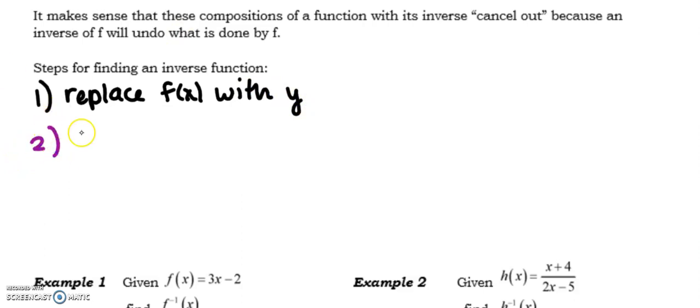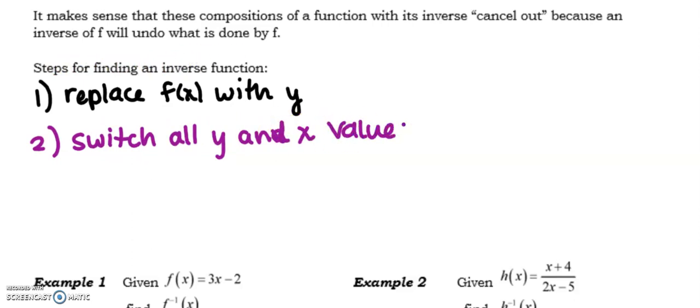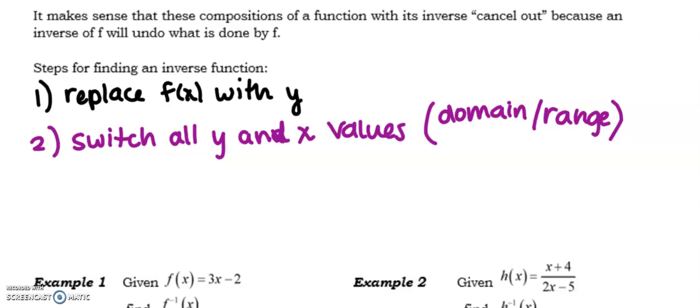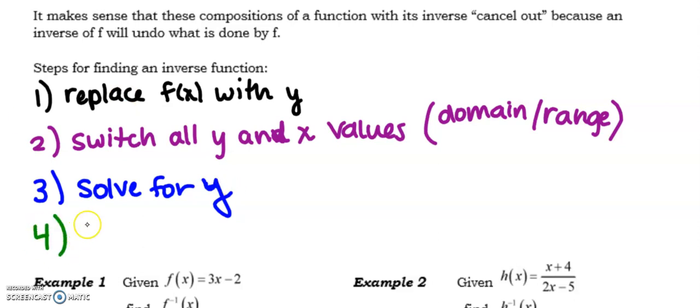Step two, switch all y and x values. This is where the domain and the range are physically switched. This is where you are actually creating the inverse. You're mirroring over the line y equals x. Step three is to solve for y. And step four is to go back to function notation.